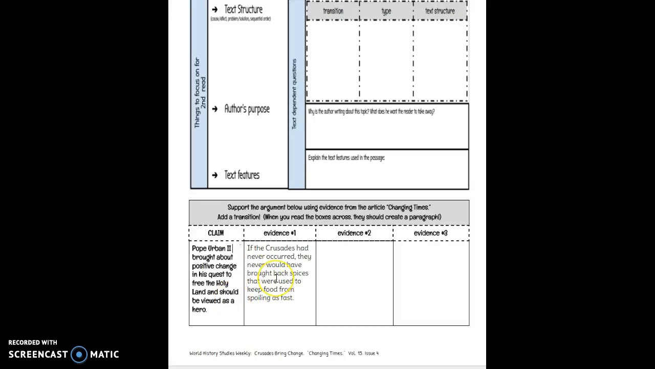So my first piece of evidence says, if the Crusades had never occurred, they never would have brought back spices that were used to keep food from spoiling as fast. So that was one of the problems. They didn't have refrigeration like we have today. So food didn't have a means of keeping for a long period of time. So once the Crusades happened, that problem was fixed. So again, when you read these 4 boxes across with your 3 pieces of evidence, it should sound a lot like a paragraph. So make sure that you have some transitions at the beginning.